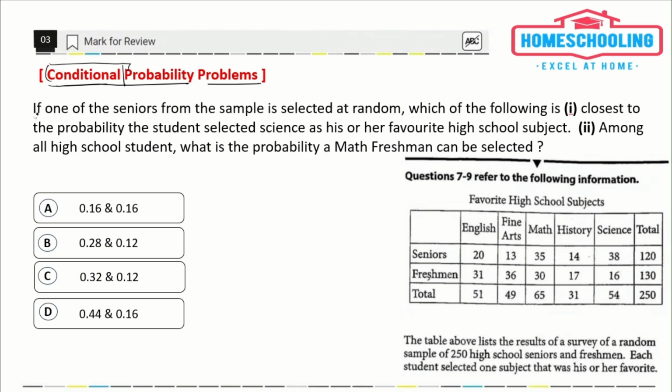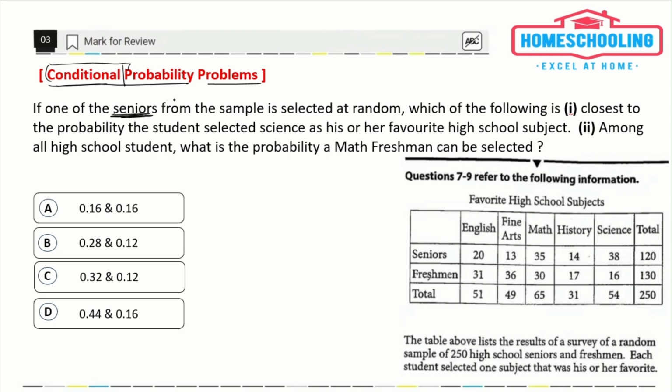In question number 3, it says that if one of the seniors from the sample is selected at random. So as we can see, we have a table here. The table above lists the results of a survey of a random sample of 250 high school seniors and freshmen. Each student selected one subject that was his or her favorite.